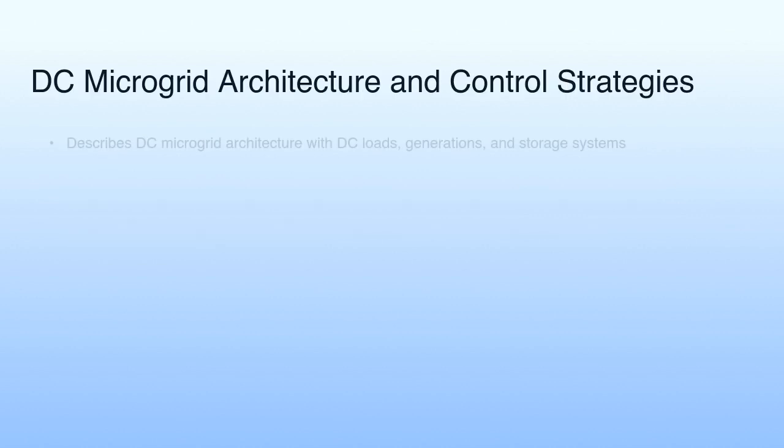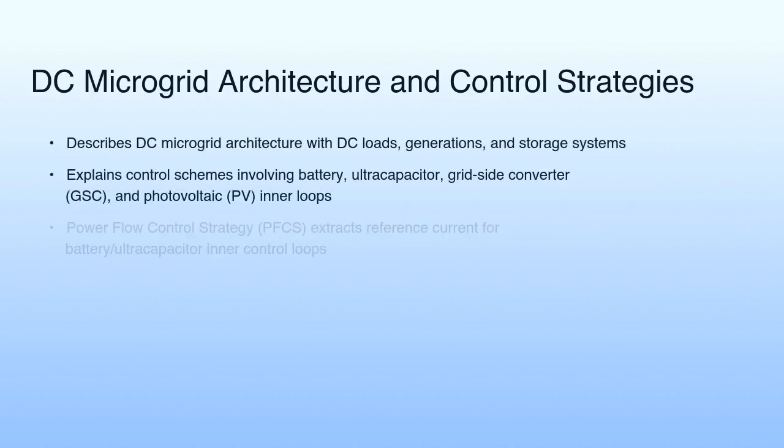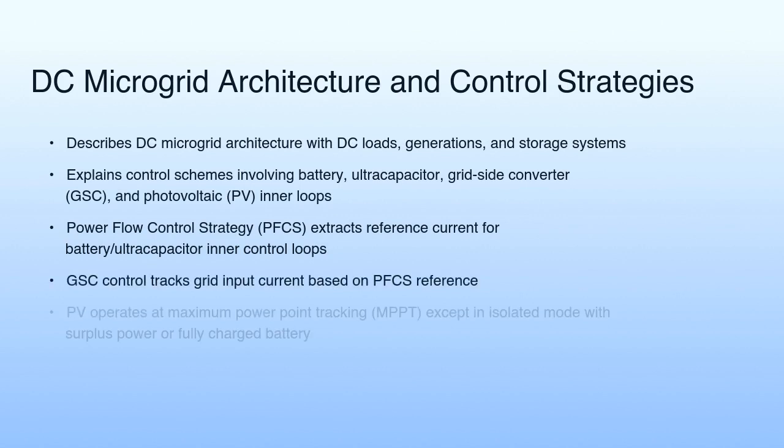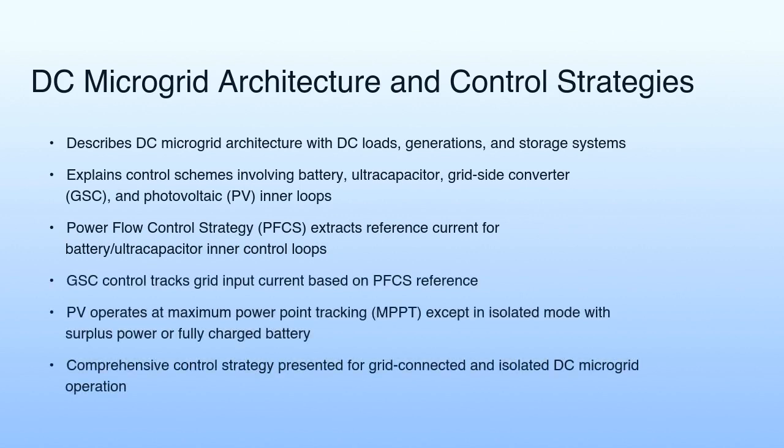The DC microgrid architecture comprises DC loads, generation systems like photovoltaics, and storage systems like batteries and ultracapacitors, with control schemes involving battery, ultracapacitor, grid-side converter, and photovoltaic inner loops, all governed by a comprehensive power flow control strategy that extracts reference currents for the inner control loops and ensures efficient operation in both grid-connected and isolated modes.